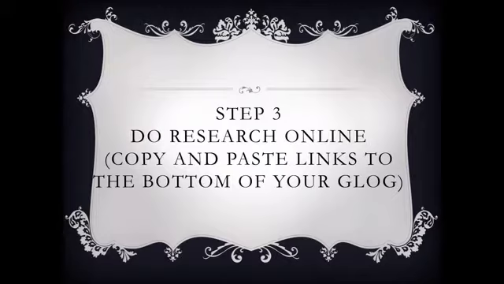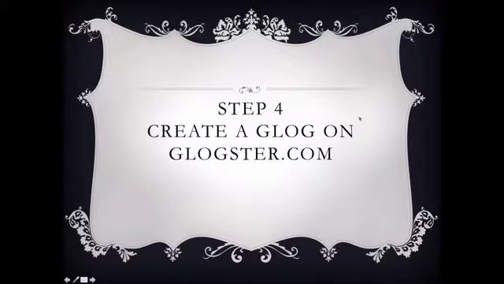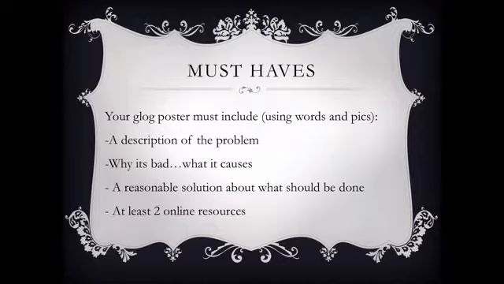Alright, so once you've chosen one of the 3 categories and a specific focus within that category, then you're going to do some research online. You're going to have to get at least 2 resources online to show that you did some research in order to create your blog poster. So do your research. That's step 3. Step 4 is to actually create the blog. So for step 4, that's when you go to glogster.com.